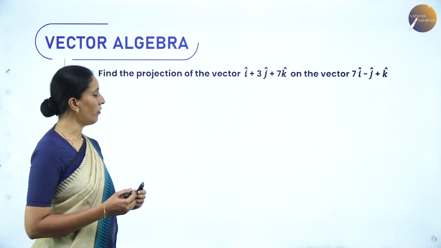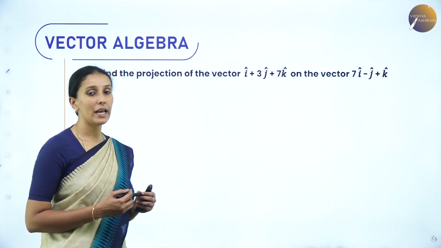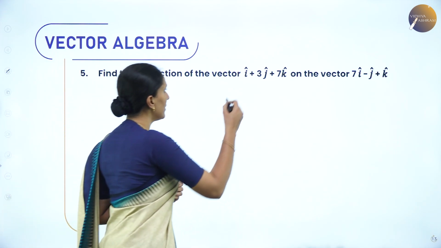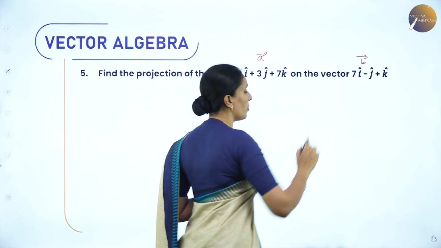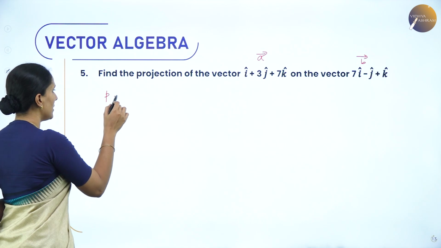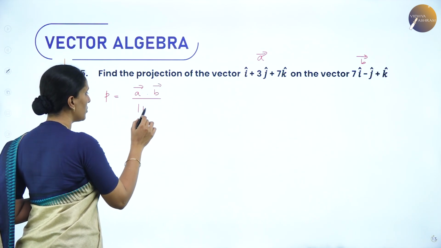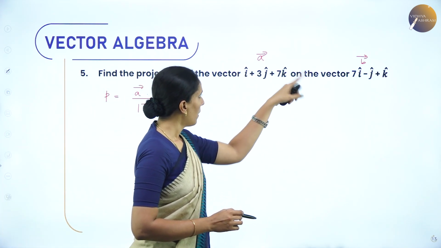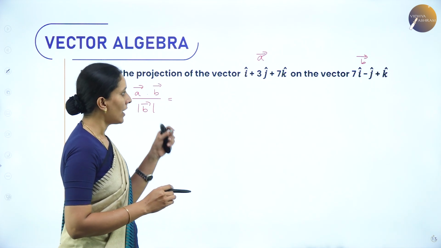Find the projection of vector i plus 3j plus 7k on the vector 7i minus j plus k. So, let us consider this as vector A and this as vector B. So, projection of vector A on vector B, that is small p, is given by A dot B divided by magnitude of vector B. So, A dot B means the product of x components, y components and z components.